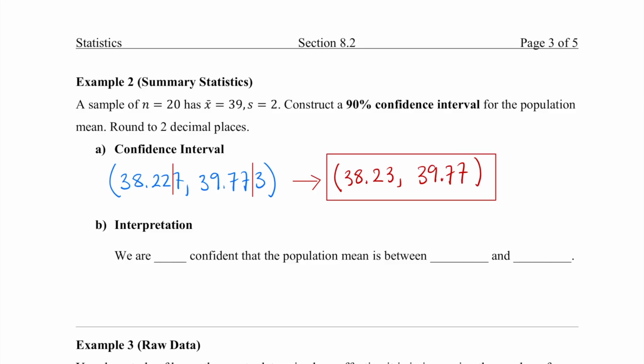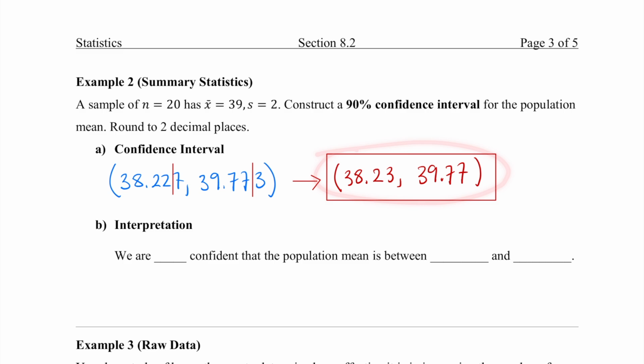Notice that the calculator reports the answer in the interval notation. The first number, 38.23, is the lower bound. And the second number, 39.77, is the upper bound. So this is our confidence interval. If the question asks for the confidence interval, you can write the answer using this format.